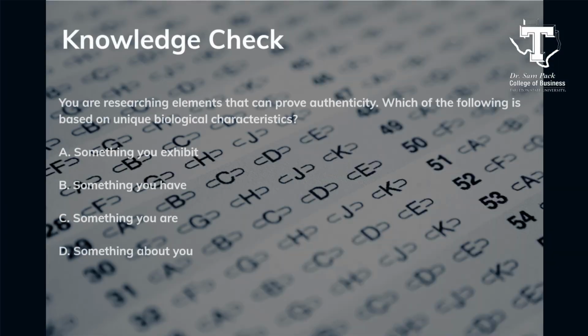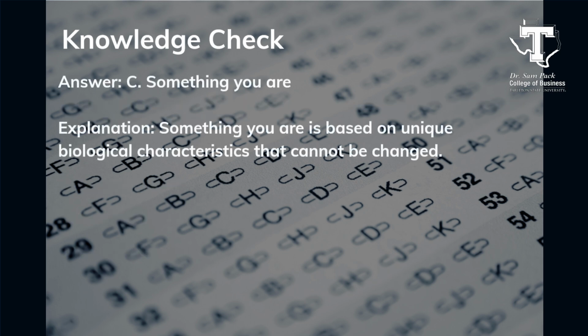Knowledge check. You are researching elements that can prove authenticity. Which of the following is based on unique biological characteristics? A. Something you exhibit. B. Something you have. C. Something you are. D. Something about you. The correct answer is something you are. Something you are is based on unique biological characteristics that cannot be changed.